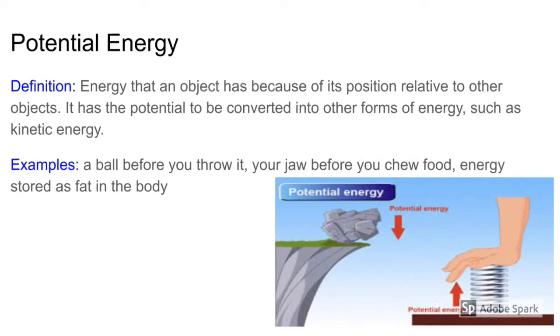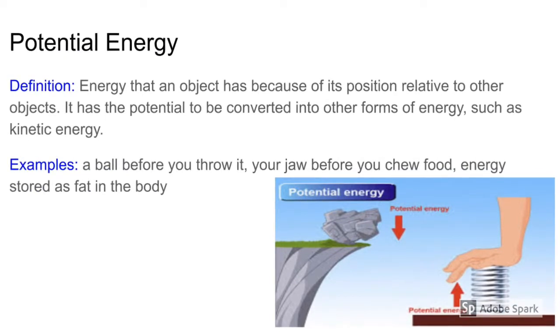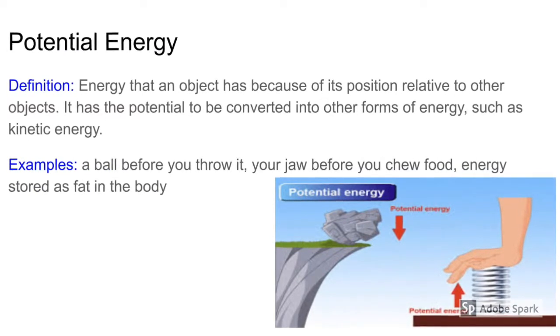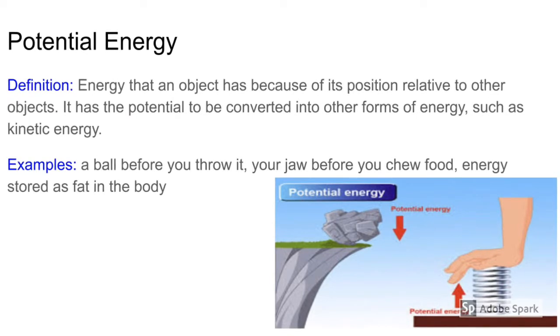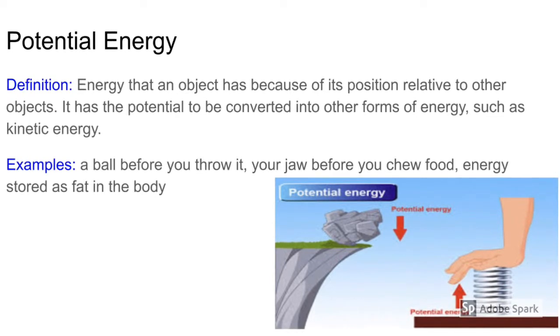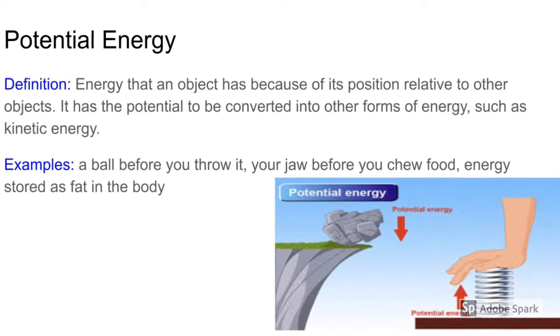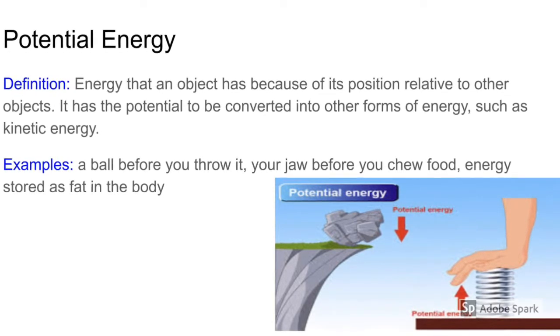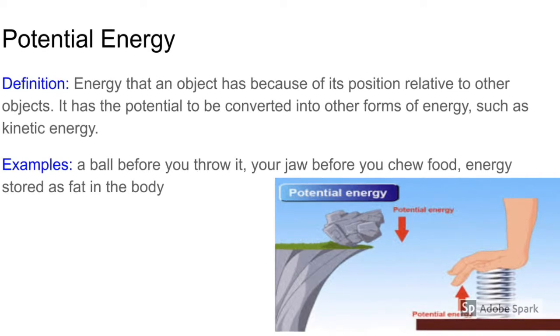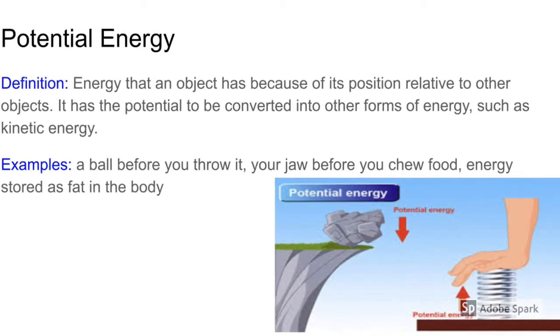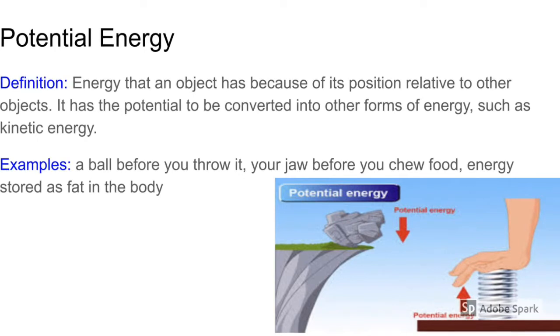What is potential energy? Energy that an object has because of its position relative to other objects. It has the potential to be converted into other forms of energy, such as kinetic energy. Examples: a ball before you throw it, your jaw before you chew food, and energy that is stored as fat in the body.